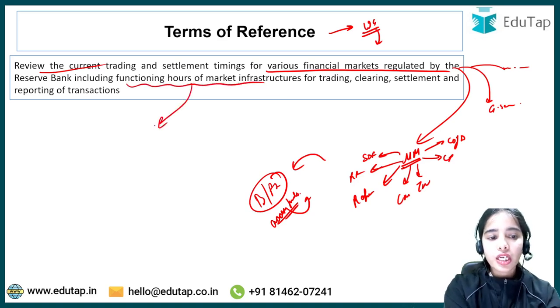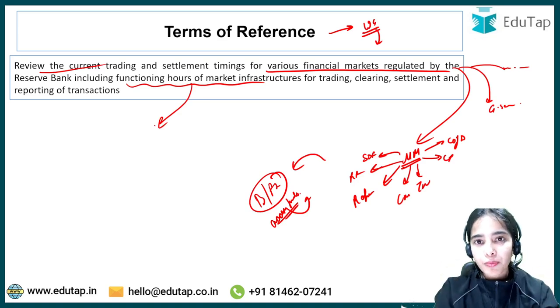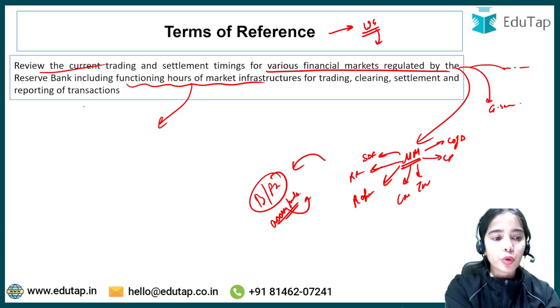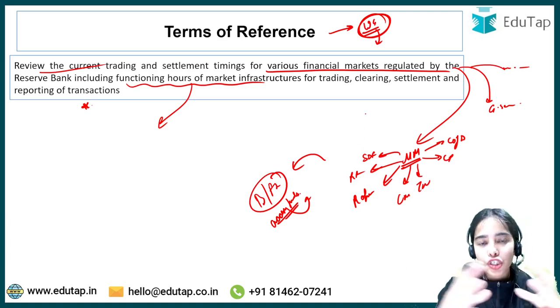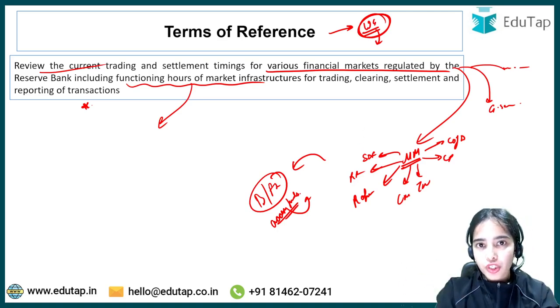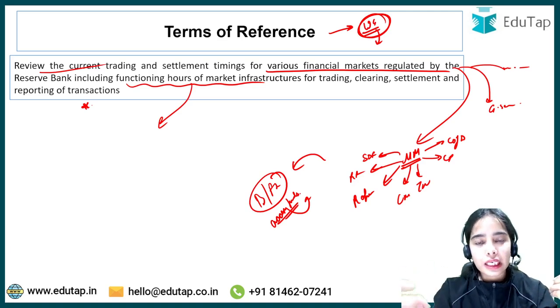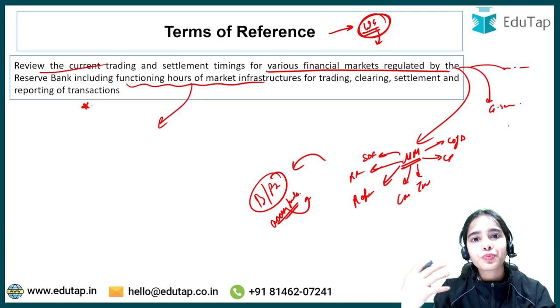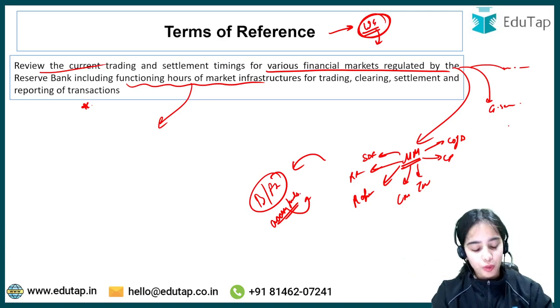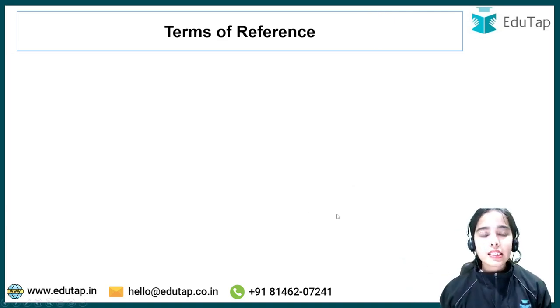So what are the functioning hours for different markets for trading, clearing, settlement and reporting of transactions? So this also has to be reviewed by the working group. So the working group has to review the functioning hours of the market infrastructure, like for the trading, clearing, settlement and the reporting of the transactions, how different they are and how the synchronization and the complementary timings can be brought. Okay, now let's discuss the next terms of reference.